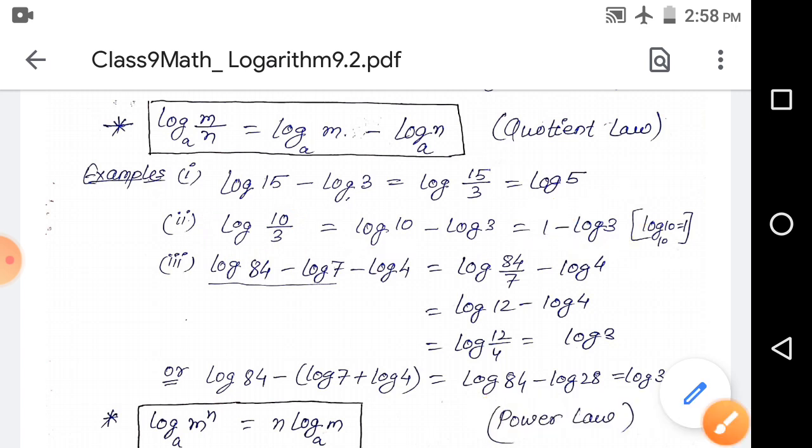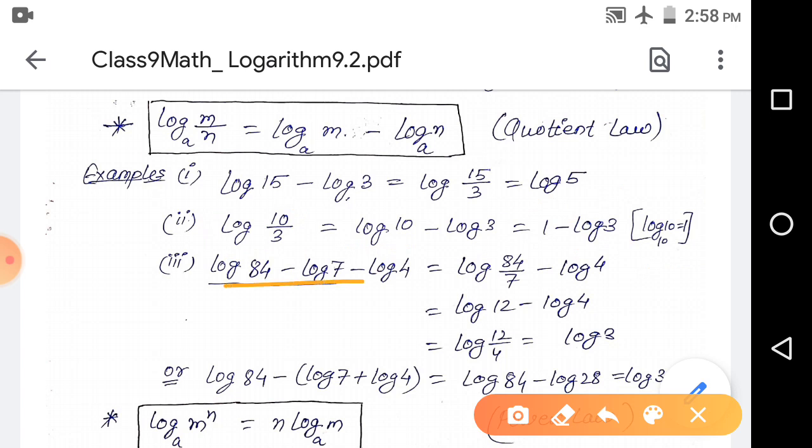Now see the third example, we have three terms: log 84 minus log 7 minus log 4. We can use the quotient law for the first two terms. So it is log 84 by 7, which will be log 12. Now we have two terms, log 12 minus log 4. We can use the quotient law again, log 12 by 4, and log 3 is the answer.